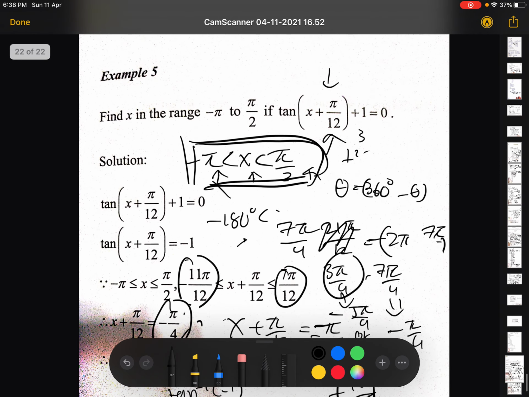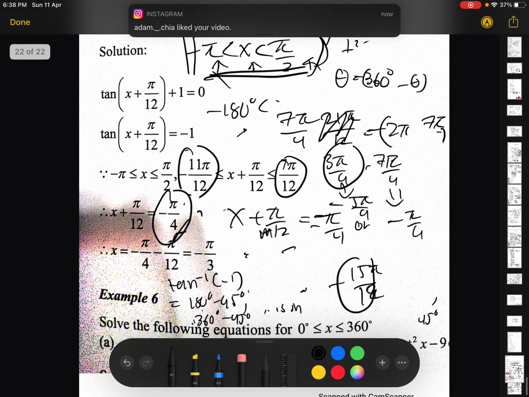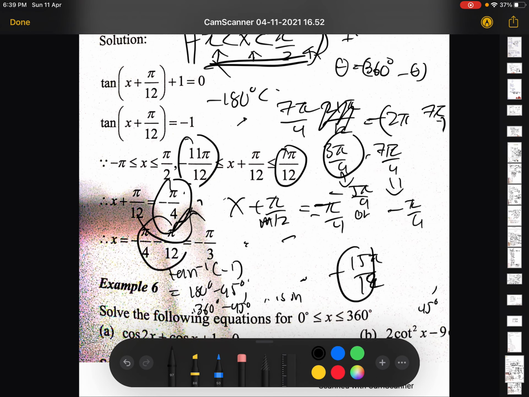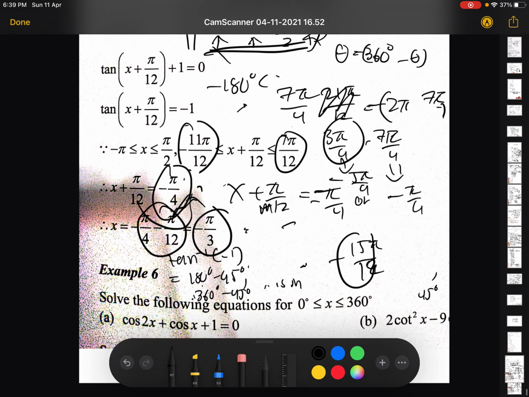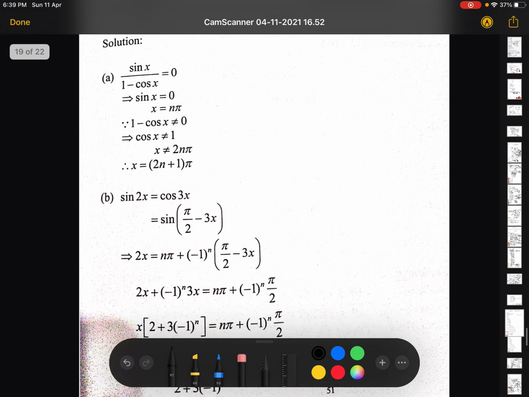But remember again, your answer here is x plus pi over 12. So x plus pi over 12 equals negative pi over 4. So you have to put it to the other side, minus, get the answer. Okay, so yeah, I think that's all for the important part. But I want to mention some extra questions that might be counted as trick questions.